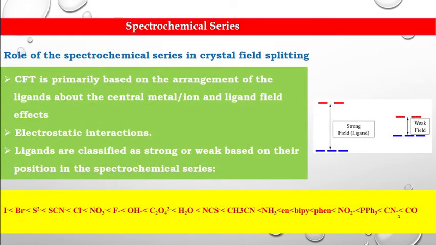Now the spectrochemical series, we need to remember: on the left side the ligands are weak field ligands, and in the extreme right, these are strong field ligands. And a strong field ligand, as we already told, creates a large delta naught value, and a weak field ligand creates a small delta naught value.